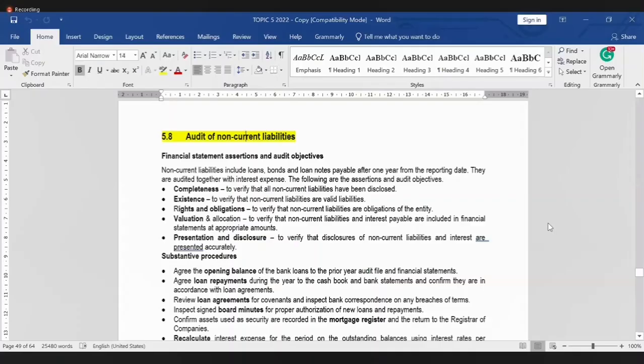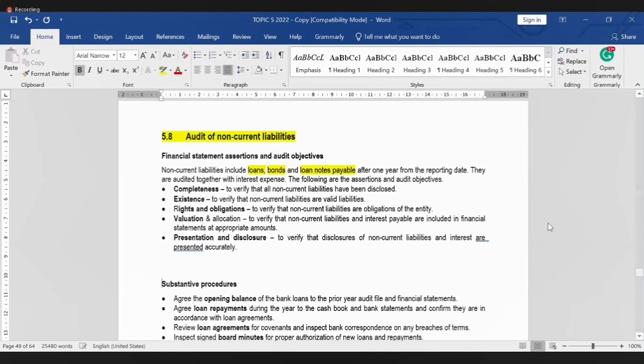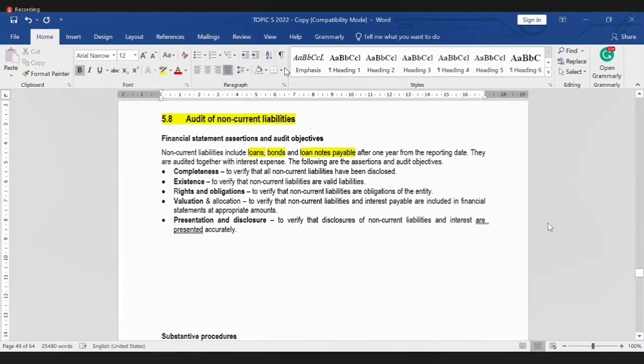Liabilities. From accounting, we all know the non-current liabilities. We can have, for example, long-term loans. We can have the bonds. We can have the loan notes payable, and any other liability which is to be paid in more than 1 year. So we're saying, what do we test? These are items in the statement of financial position, or what we call the balance sheet.